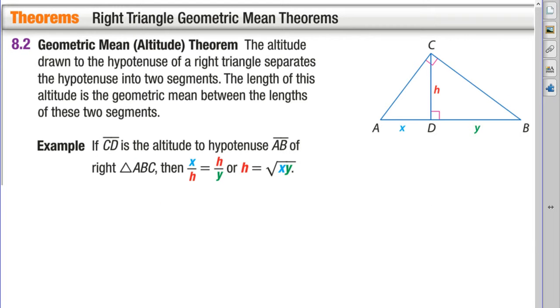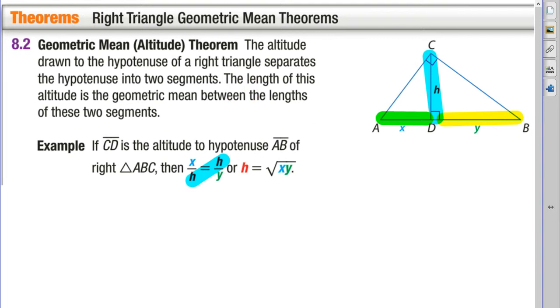Okay, so theorem 8.2. The geometric mean altitude theorem. Whenever we have a right triangle and you draw in the altitude that goes from the right angle to the hypotenuse, what ends up happening is every single time the altitude is the geometric mean, and this is the key part, of the two parts that get formed of the hypotenuse.